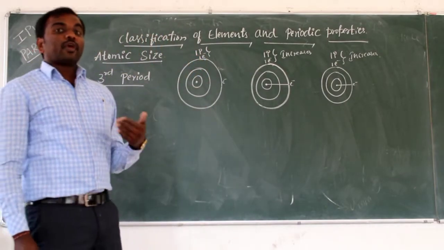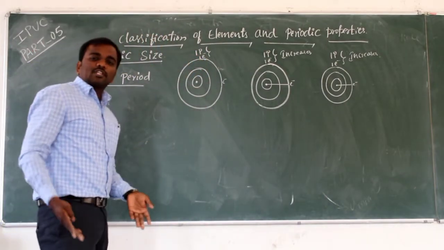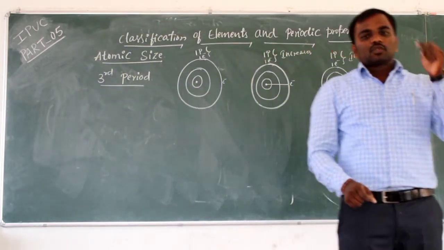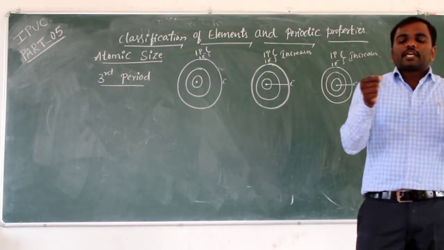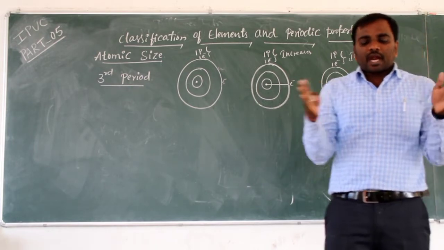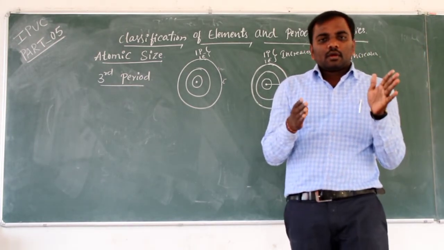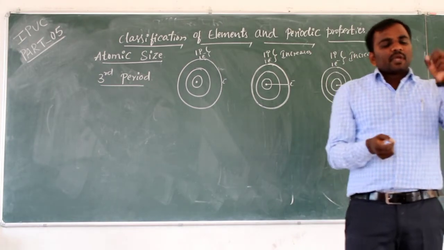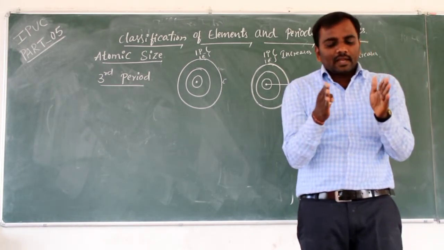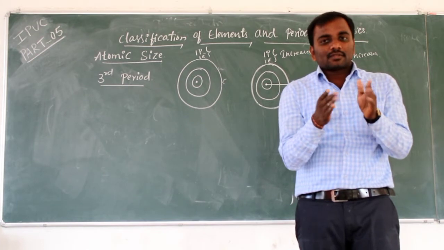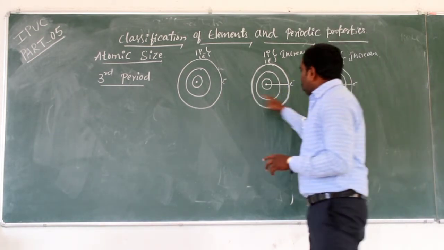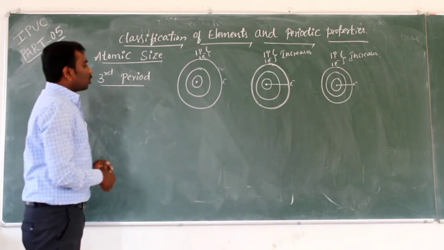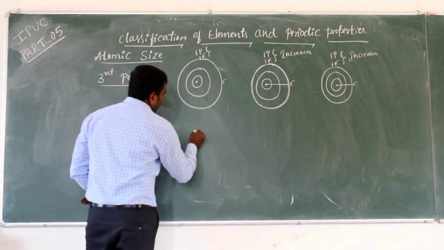The effective nuclear charge increases. Effective nuclear charge means the number of protons present in it. Since the effective nuclear charge increases, the force of attraction between the nucleus and outermost electron is high. That's why its atomic radius decreases. That is very important, right? That is along the period. Next we move on to down the group.